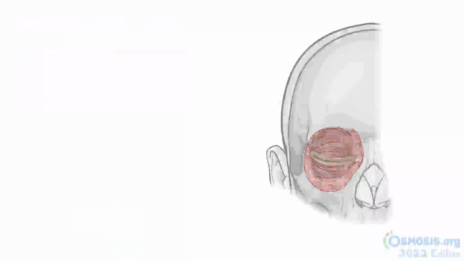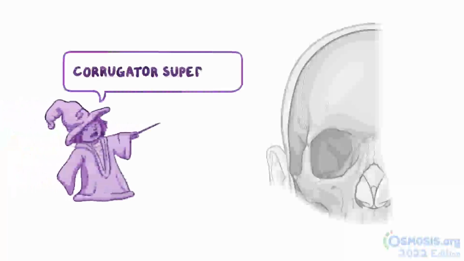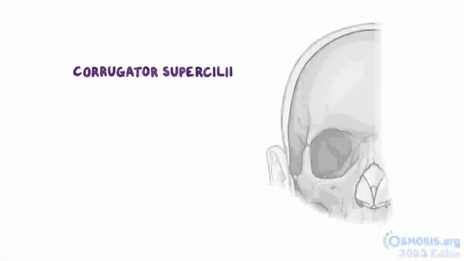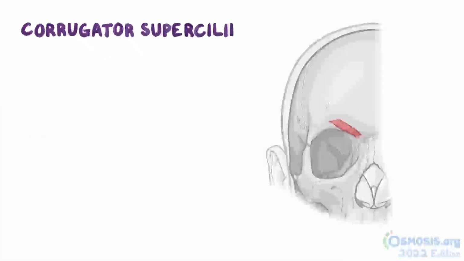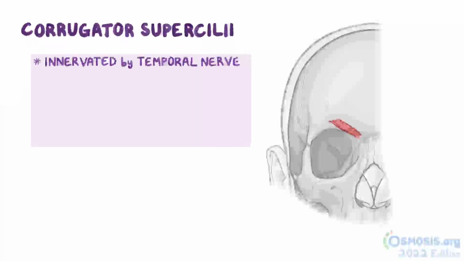Okay, let's move on to the muscles of the eyebrows and the nose. The muscle of the eyebrows is called the corrugator supercilii, which sounds like a spell you'd learn at Hogwarts, but is actually a small muscle found deep in the eyebrows and is innervated by the temporal nerve.